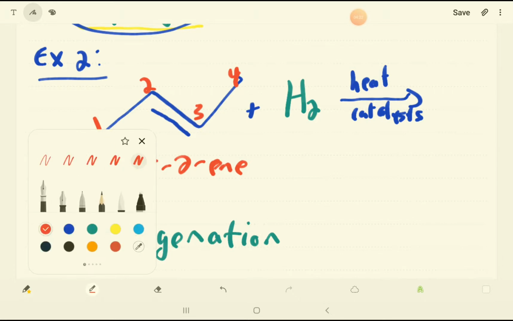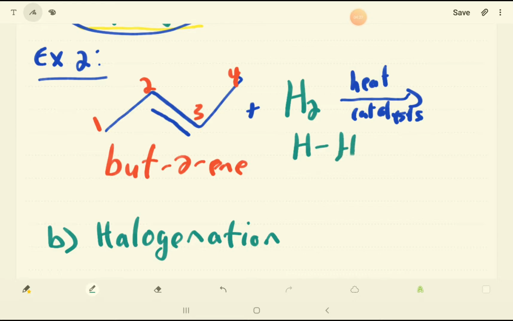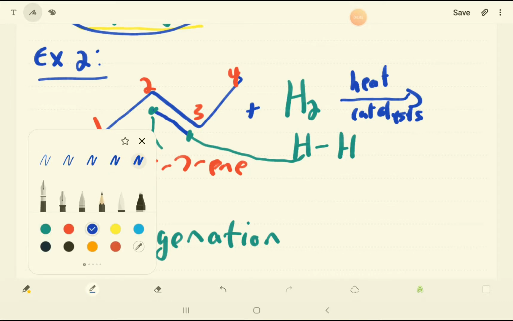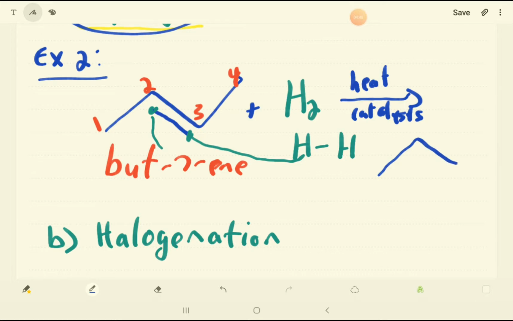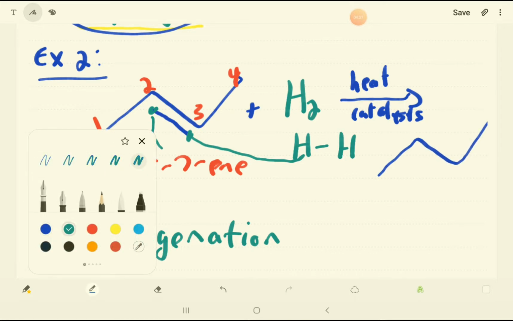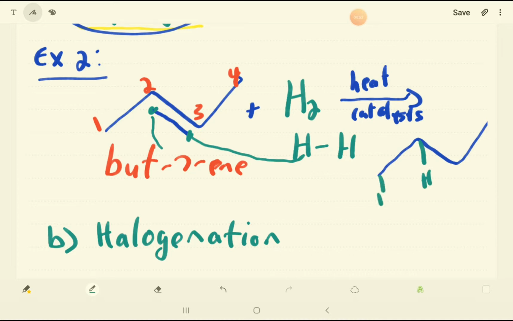So just like in our previous example, hydrogen, right, is really H bonded to H. It's H2. And each hydrogen is going to attack each end of the double bond. And what you end up with when that happens, okay, and I'll just erase this here, is you end up with butane that is now accompanied with hydrogens as opposed to the double bond that it used to have. And so you can see that the double bond is broken.